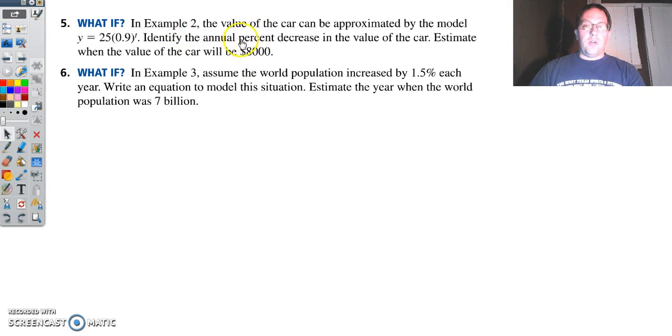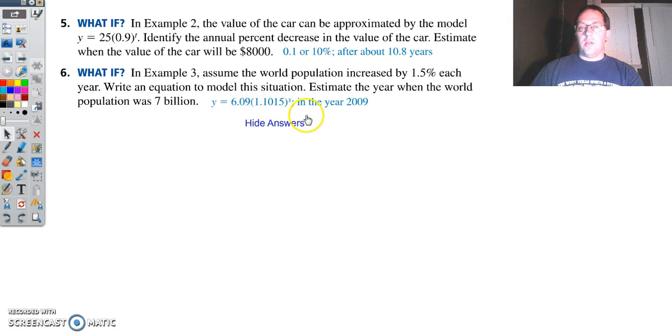Number 5, if the value of the car is approximated by this model, how does that change things? And then what if the world's population increased by 1.5% instead of 1.18%? So for the car, you should have gotten a 10% decrease in value, which makes the car worth $8,000 after 10 years. And for number 6, actually that is a typo right there, so that's not right. But it still is the year 2009, so let's take a look at this.